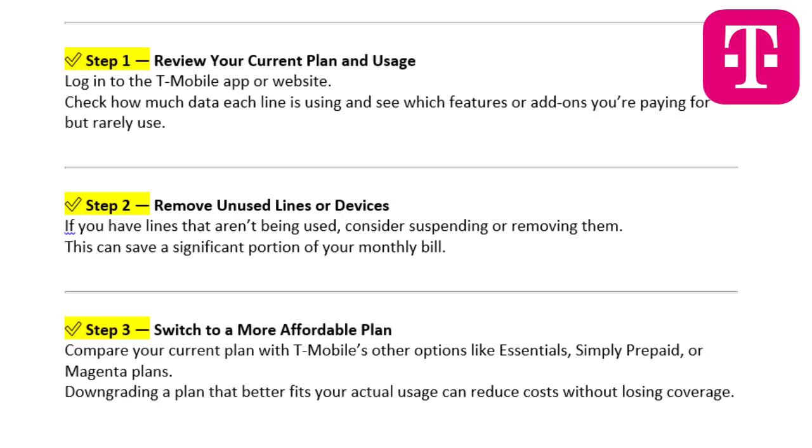Step 3. Switch to a more affordable plan. Compare your current plan with T-Mobile's other options like Essentials, Simply Prepaid, or Magenta plans. Downgrading to a plan that better fits your actual usage can reduce costs without losing coverage.